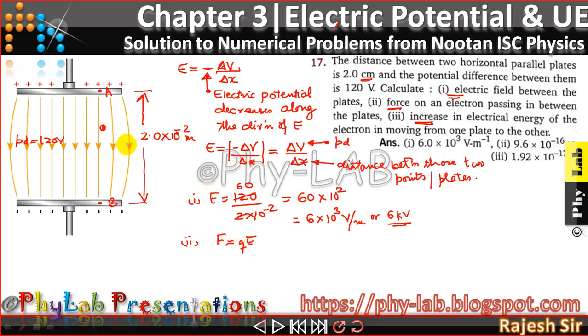Now since I have placed an electron over here, what is the charge possessed by an electron? The charge possessed by an electron happens to be 1.6 into 10 to the power of minus 19 coulomb. And what is the electric field? This electric field happens to be 6 into 10 to the power of 3. Now 16 times 6 happens to be 96, so it becomes 9.6 into 10 to the power of minus 16 Newton, friends.